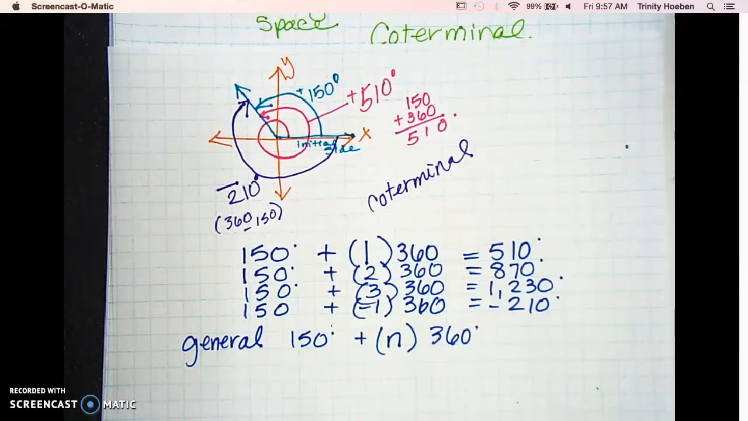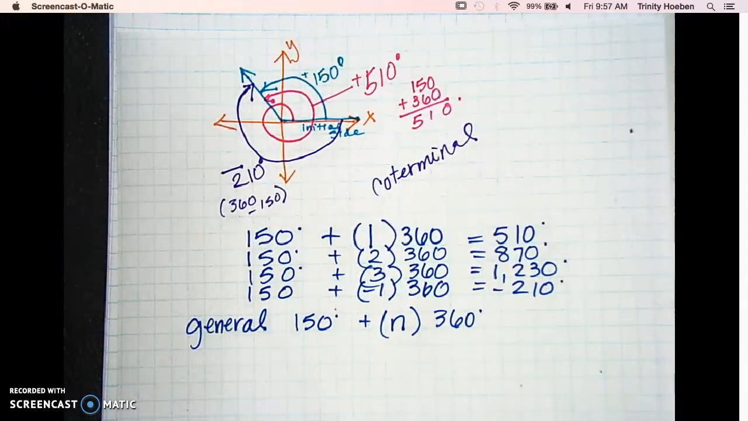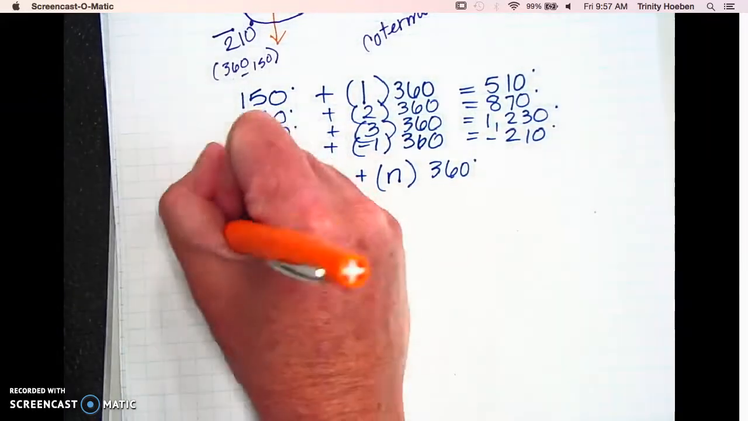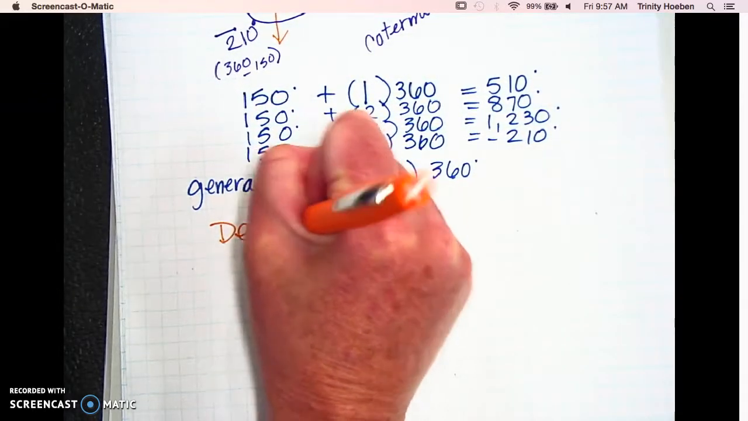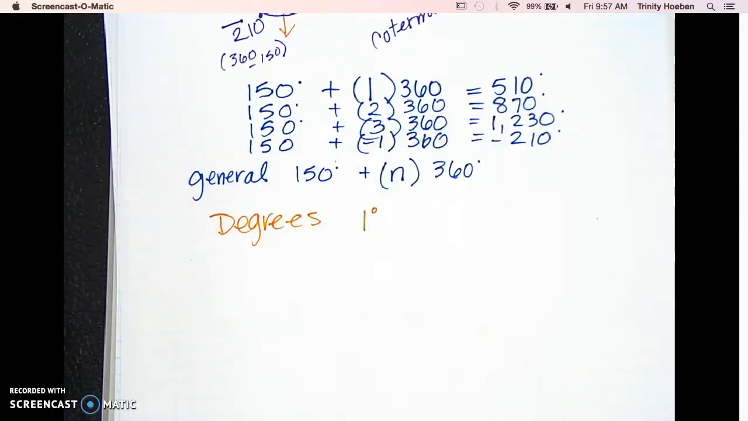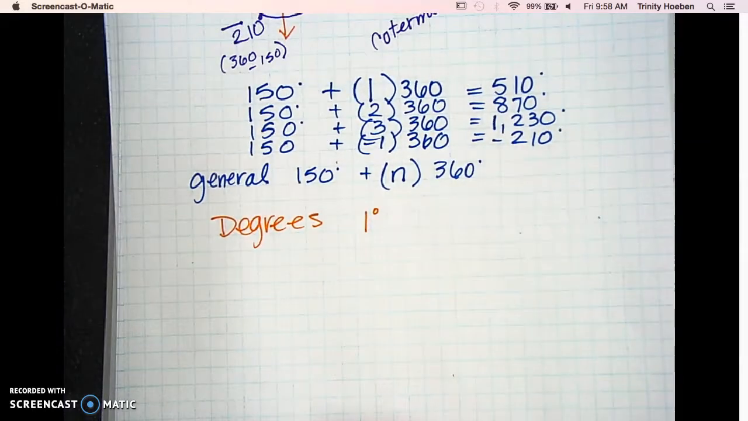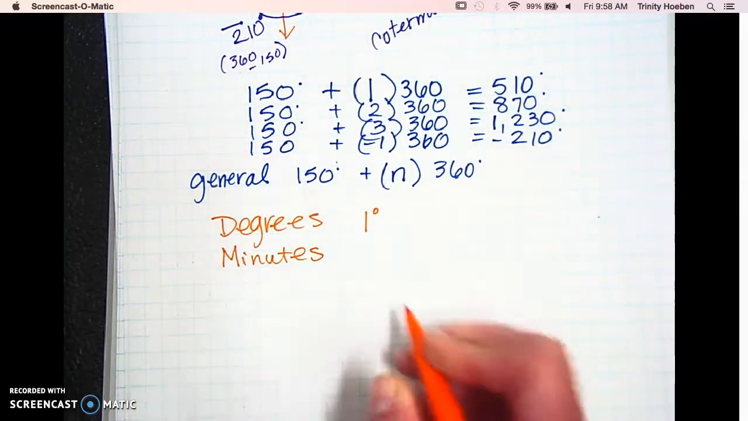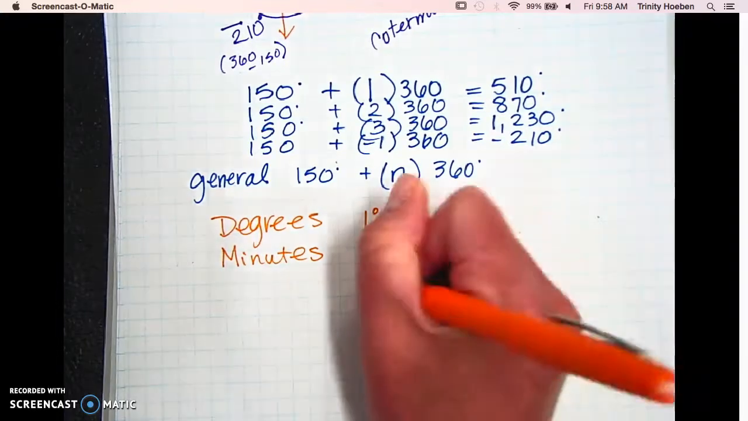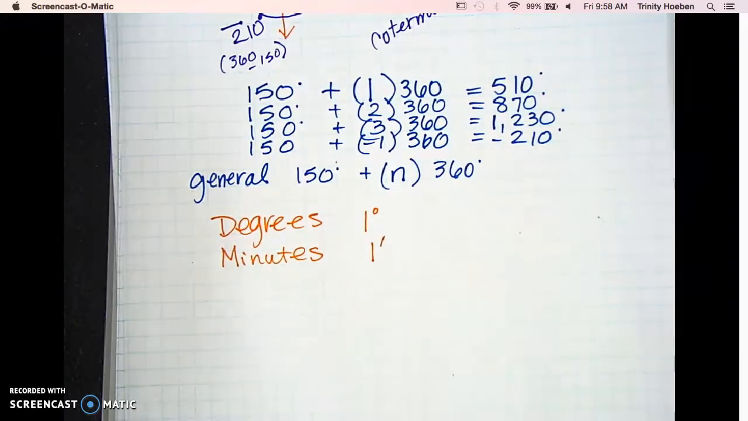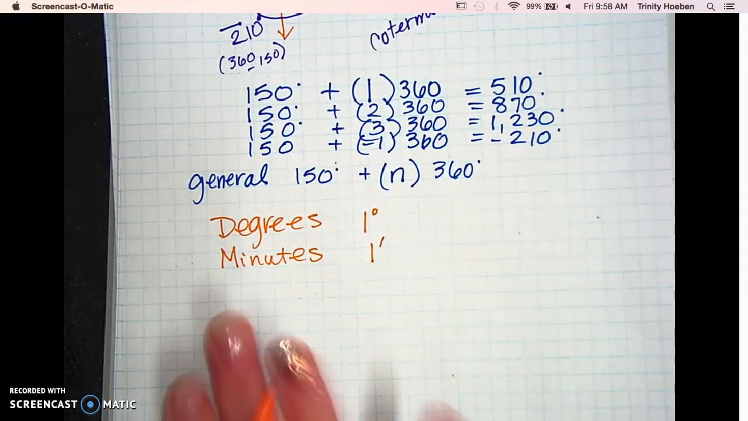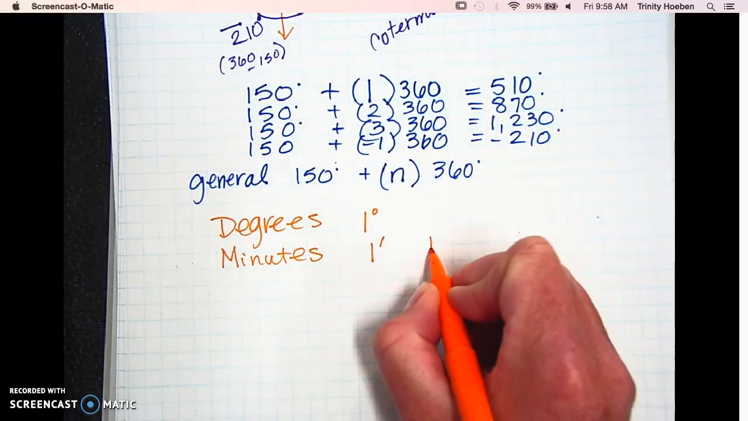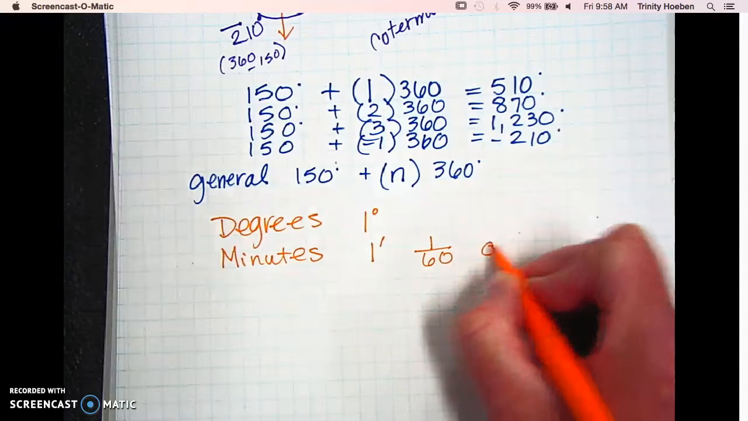All right, so the next thing we need to talk about is degrees, minutes, and seconds. Okay, so degrees are obviously degrees, like 1 degree. Then there's going to be minutes, and when you write it, you put the little apostrophe up in the air like that, which to me always meant foot, but here it's going to mean minutes, and 1 minute is 1/60th of 1 degree.